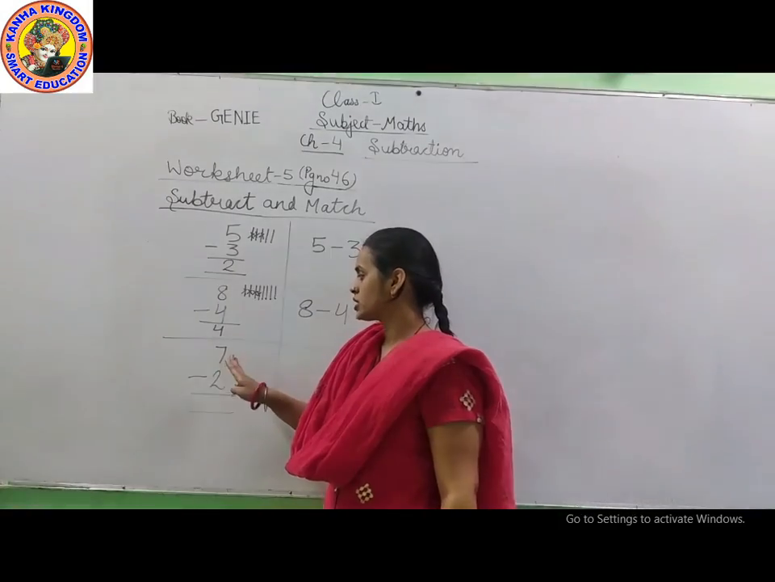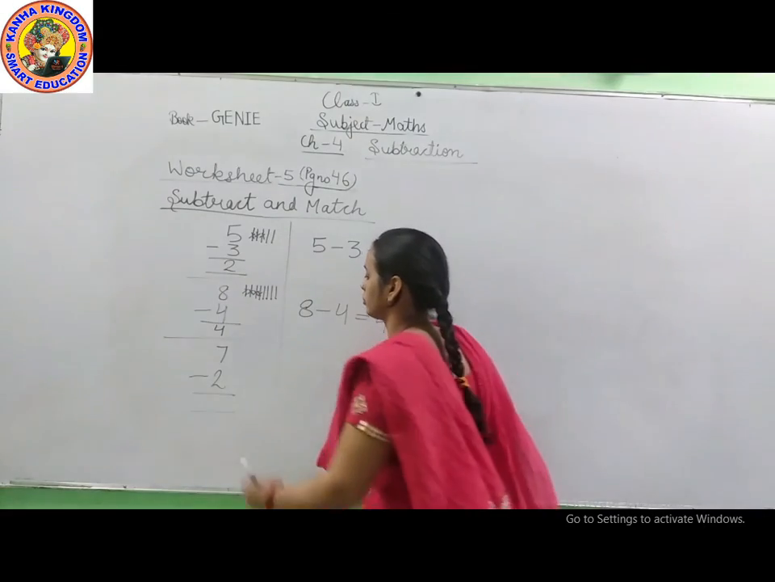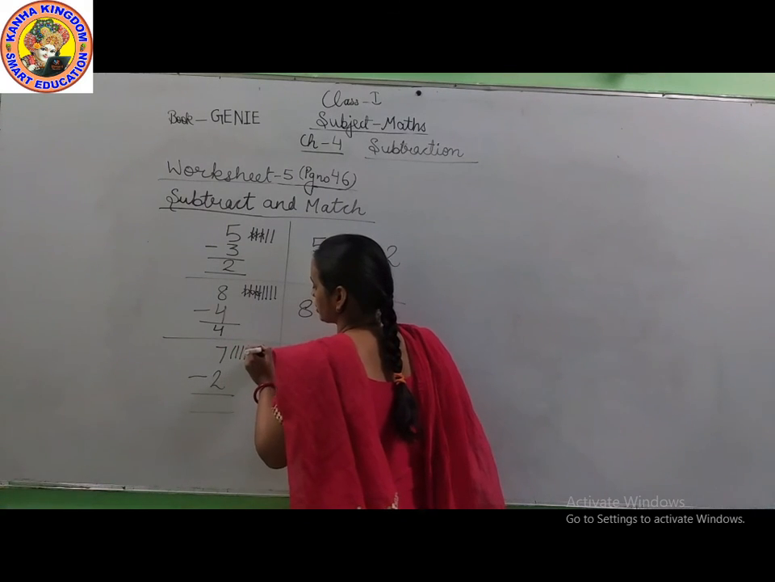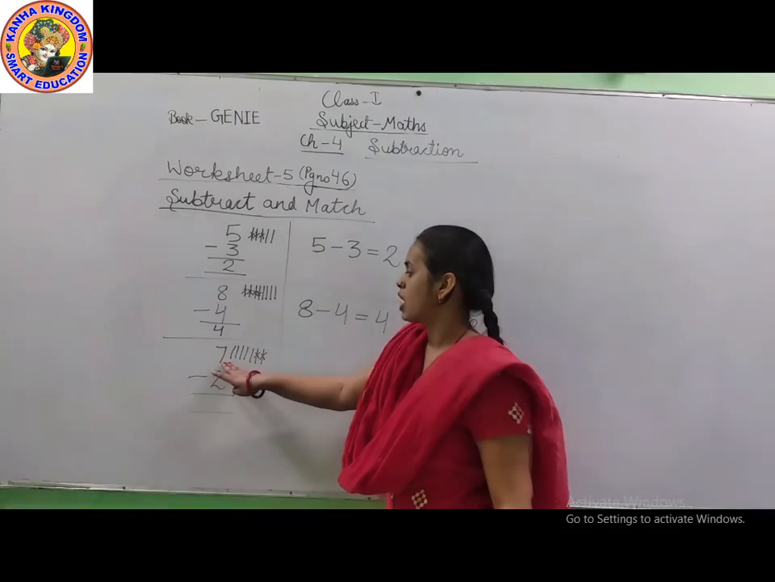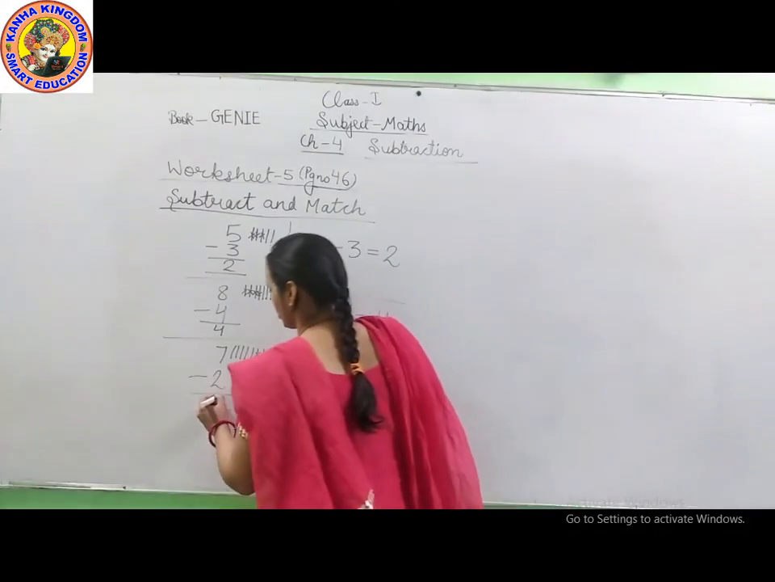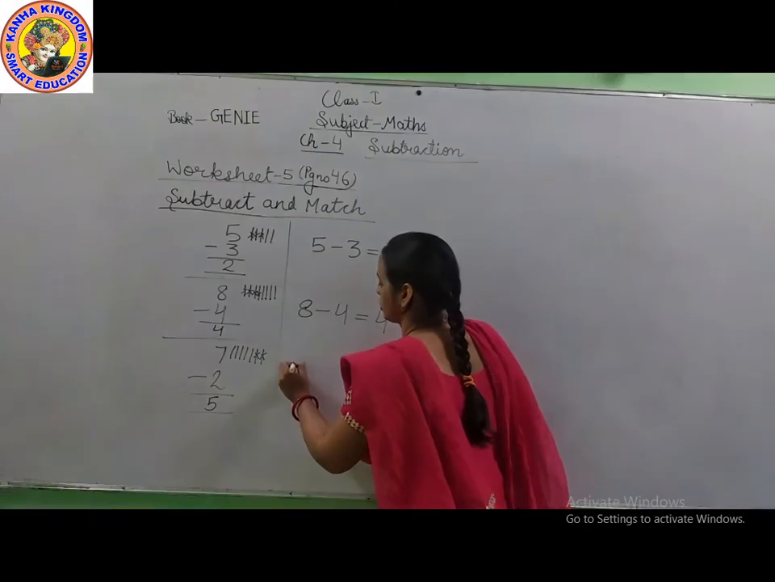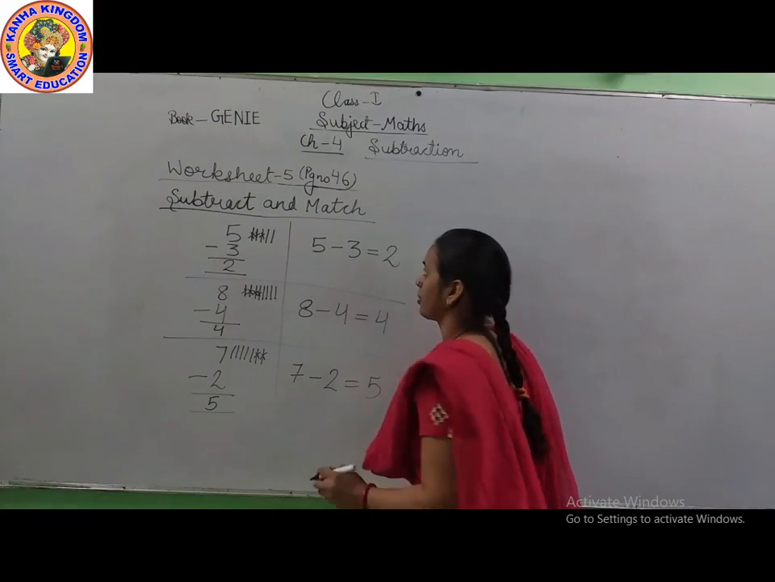Now next question is 7 minus 2. So take away 2 from 7. 1, 2, 3, 4, 5, 6, 7. So take away 2 from 7. So 1, 2, 3, 4, 5. Means 7 minus 2 equals 5. So match this with 7 minus 2 equals 5.